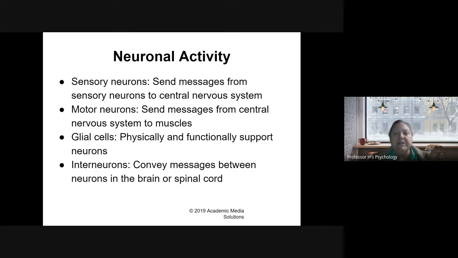Interneurons convey messages between neurons in the brain or spinal cord. So remember when I talked about reflexes in the previous video, if I'm going to touch the hot stove, the message goes from my receptors in my fingers to a sensory neuron up to the spinal cord, and my spinal cord says, oh no, we're going to fix this immediately, and sends a signal back down. It doesn't go up to the brain. Instead, it uses an interneuron to connect that incoming signal to that outgoing signal. So that's an example of how the interneuron works.